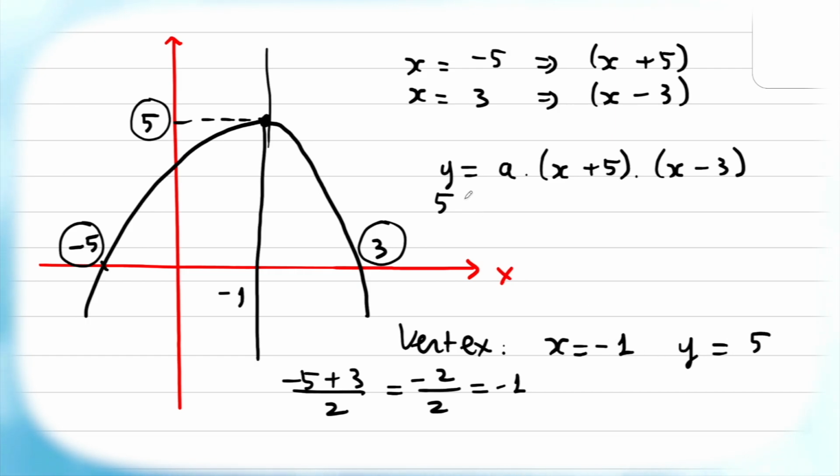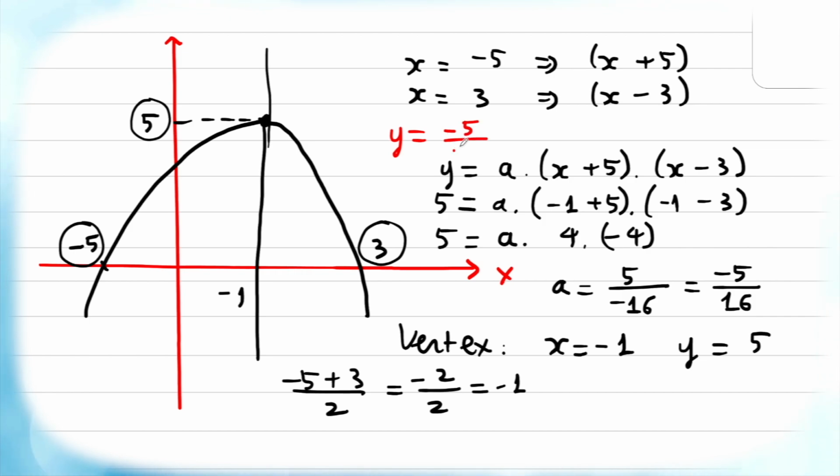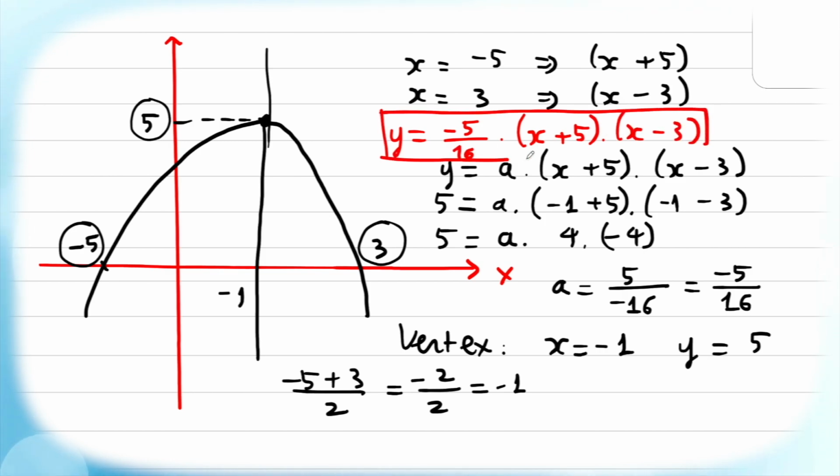Yeah, substitute 5 for y, minus 1 for x. We can figure out the value for a. Minus 1 plus 5 is 4, and minus 1 minus 3 is minus 4. So a equals 5 divided by minus 16. Yeah, minus 5 over 16 now. So you got the final answer will be minus 5 over 16 multiplied with (x plus 5) and then (x minus 3). Yeah, the final answer for this question.